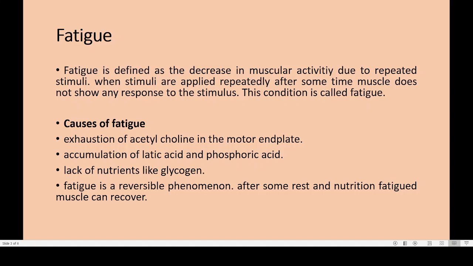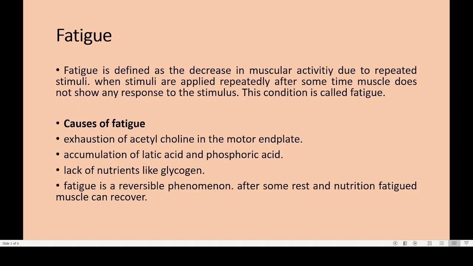And third is the lack of nutrients, because muscle is also a cell. So if you are overworking that cell so many times, repeatedly again and again, the muscle will be running short of the basic nutrients like glucose, glycogen, etc. Without these nutrients, the muscle will not be able to function also. That is the third reason.